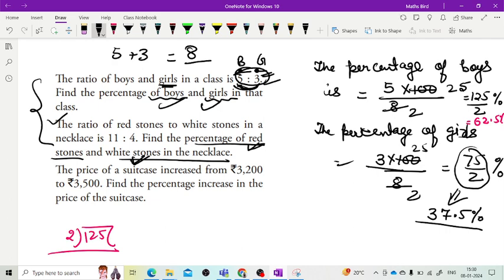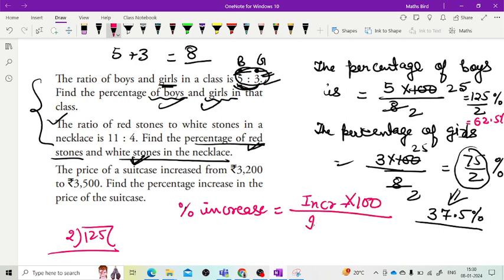Now the price of suitcase increased from this one to this one. Find the percentage increase in the price of suitcase. Here I am telling you the formula of percent increment, or percent increase is equal to increment multiply by 100 whole upon initial value.